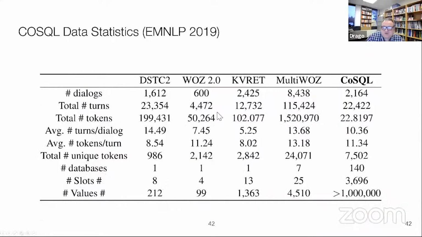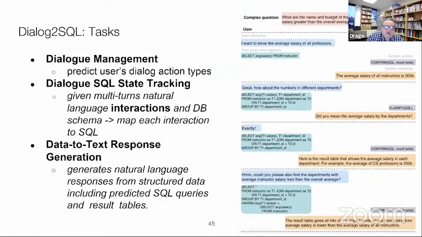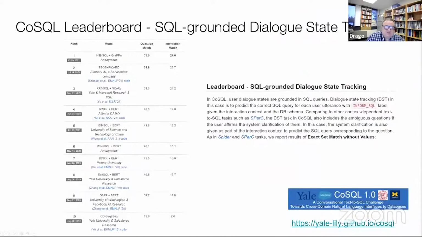And again, we have some statistics that compare CoSQL with some of the other data sets, which are used in this particular case for dialogue state tracking, like the DSTC challenges and the multi-was challenges. Okay, so I'm going to skip a few slides here, and I'm going to switch to the third data set that we created, and this is called the CoSQL data set.